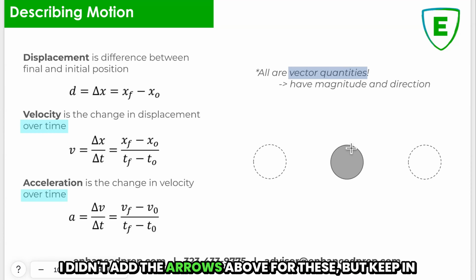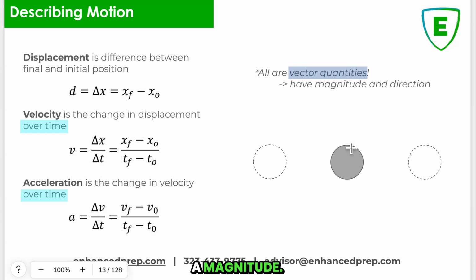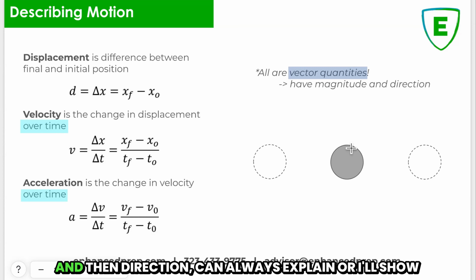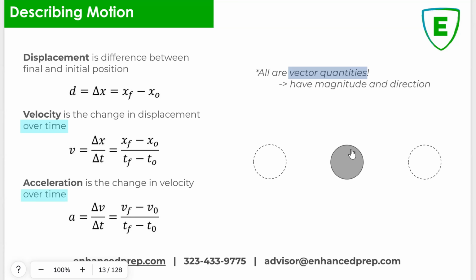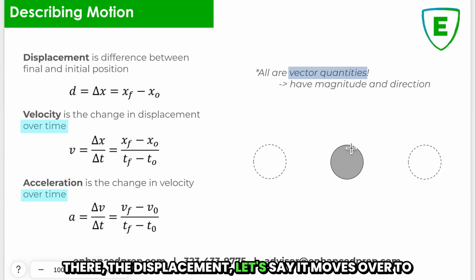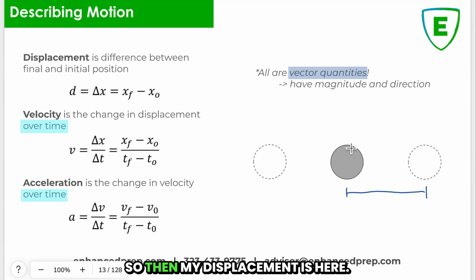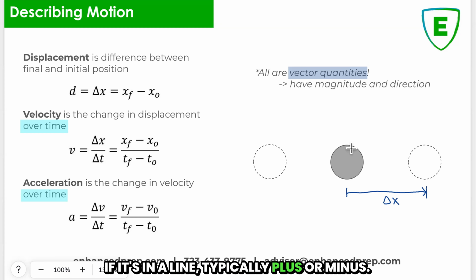I didn't add the arrows above for these, but keep in mind, if I don't have the arrow, it's just going to be a magnitude. And then direction, I can always explain or show where the direction is in a figure. But for instance, if I have a ball that starts there, and let's say it moves over to the right, then my displacement is here. And we can set up our directions however we want. If it's in a line, typically plus or minus.